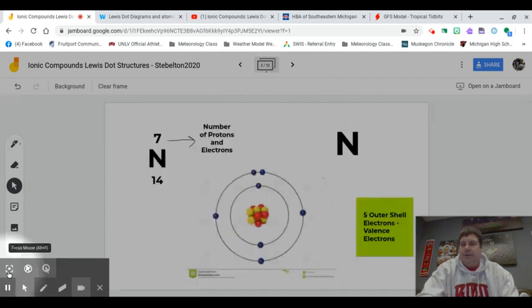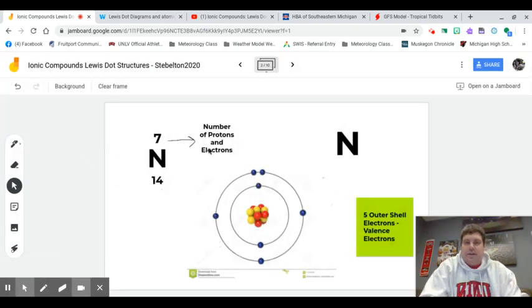Okay. So here's a little review from the previous lesson. Remember, when you do Lewis dot structures, it's based on the number of electrons, but it's not based on the total number of electrons. It's based on the outer shell electrons. So nitrogen here has 7 total electrons. 2 of those go in the first energy level, and then the rest of them would go in the second energy level. And those become the valence electrons because they're on the outer shell of the atom. So nitrogen here has 5 valence electrons, and those are the outer shell electrons.